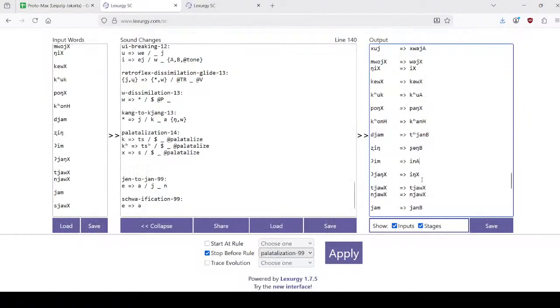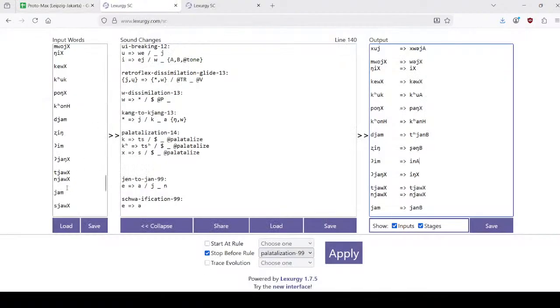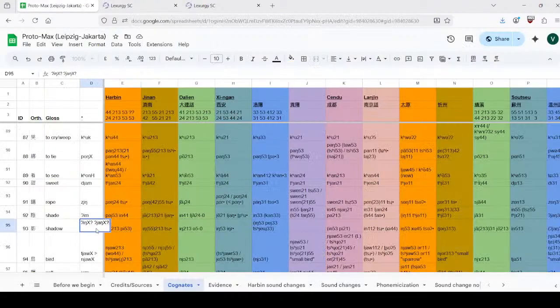I think I'm going with yang because I think some others show yang, and the ones that should show a reflex of yang but instead show a reflex of yin can be explained by borrowing from, for example, this lect. So let's just be more confident about our predictions.